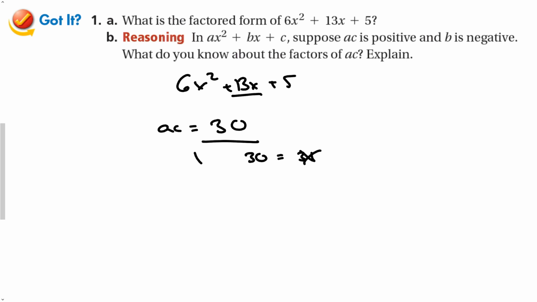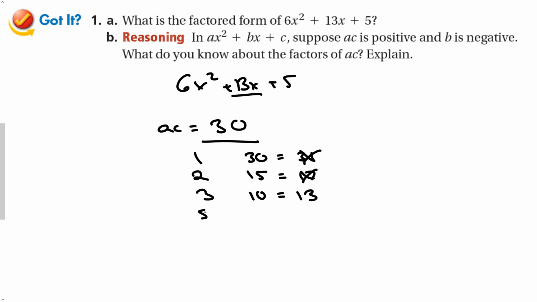No good. 2 times 15 gives me 30. Add those together, I get 17. No good. 3 times 10 gives me 30. When I add them up, I get 13.